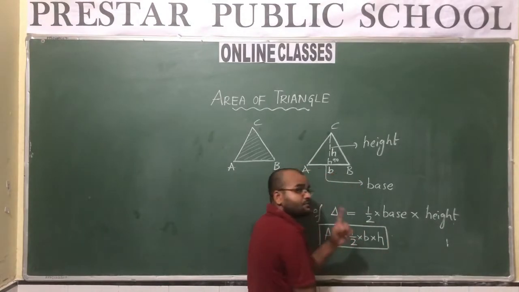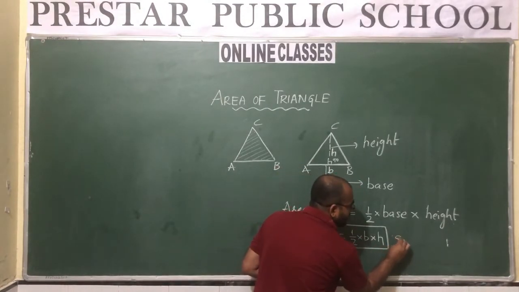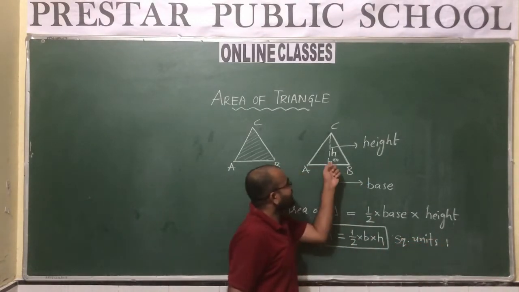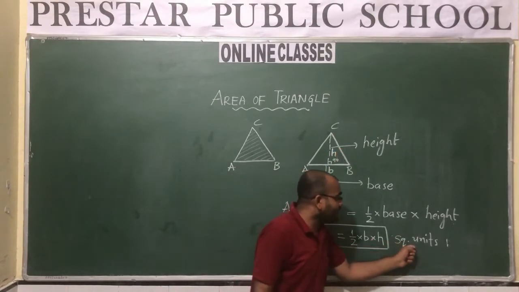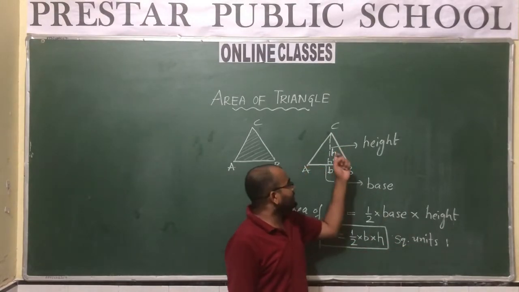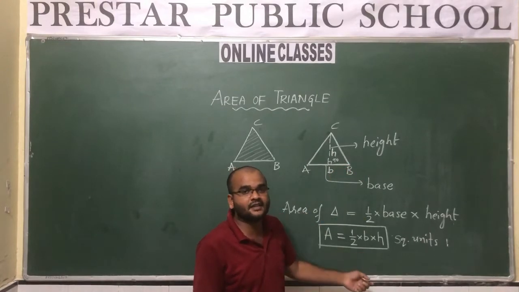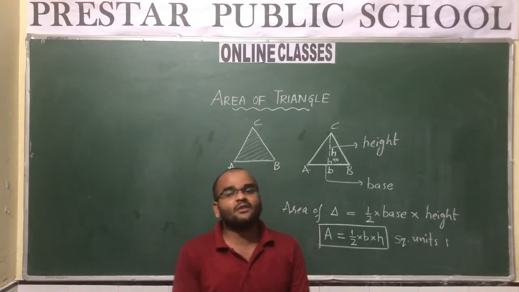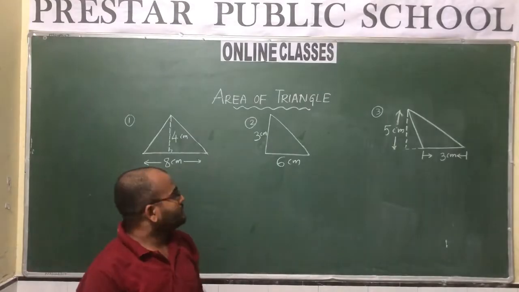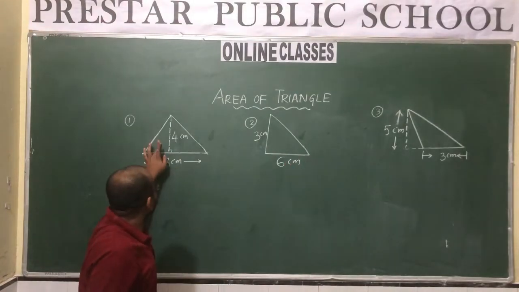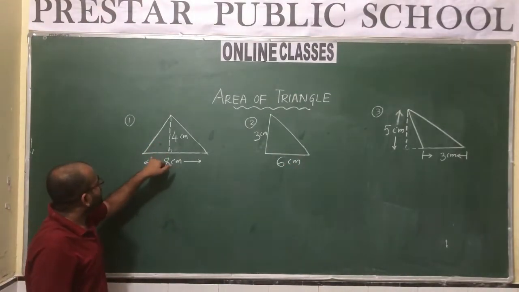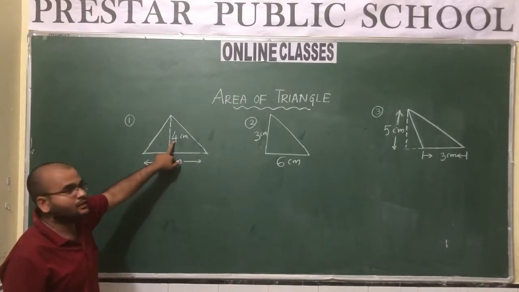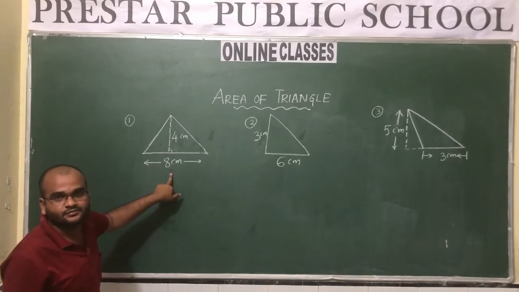And units, we should not forget units. So area units are square units. If the sides are given in centimeters, then area is in square centimeters. If the sides are given in meters, then the area is in square meters. Okay? Now, let us solve some problems based on this area. First problem. The base is 8 centimeters and the height is 4 centimeters. Now find the area.